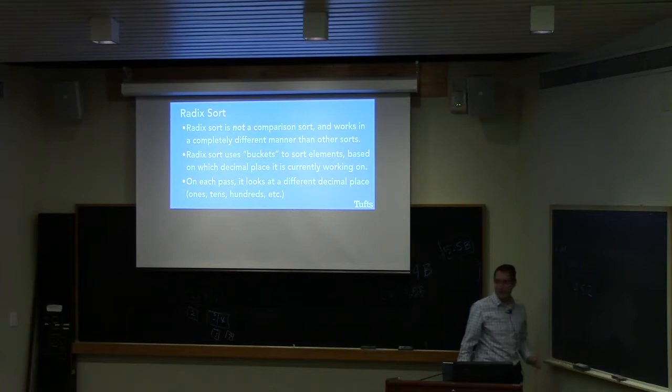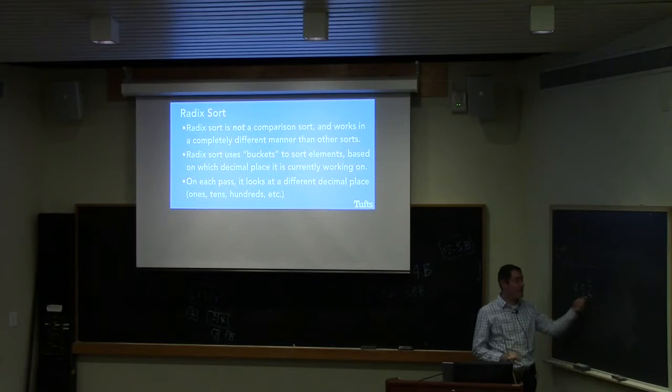The first thing we're going to look at is the ones place, and we're going to put it into a bucket based on the ones place. How many different values can we have here? 10, because we need 10 buckets. So we can have 10 buckets for this one.